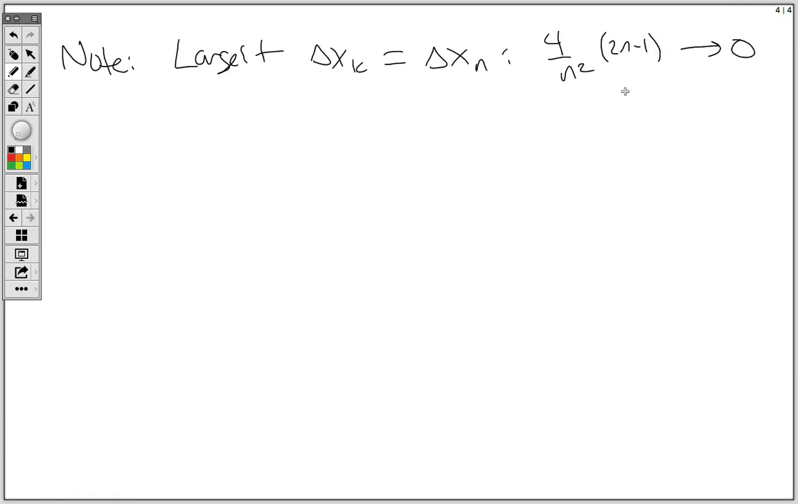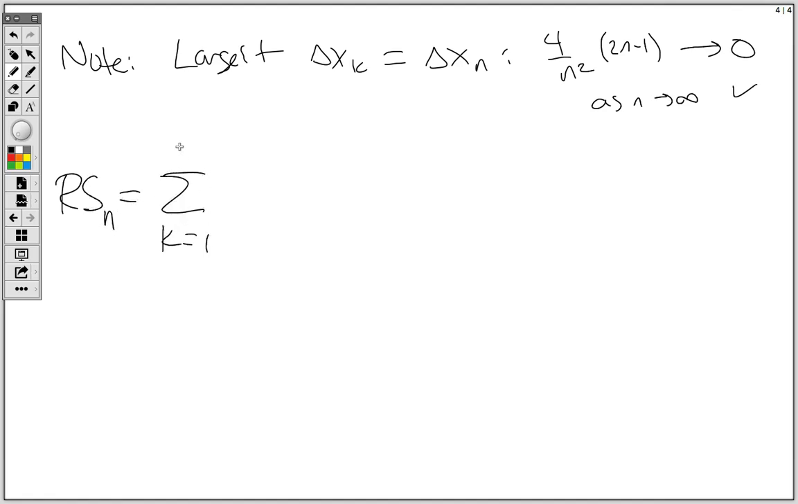And that does go to 0 as n goes to infinity, because the power in the numerator is only n, and the power in the denominator is n squared. So you can multiply that through and see that it does go to 0. So even though the rectangles aren't the same width, the largest width is going to 0. So let's go ahead and plug all this into our right endpoint sum.